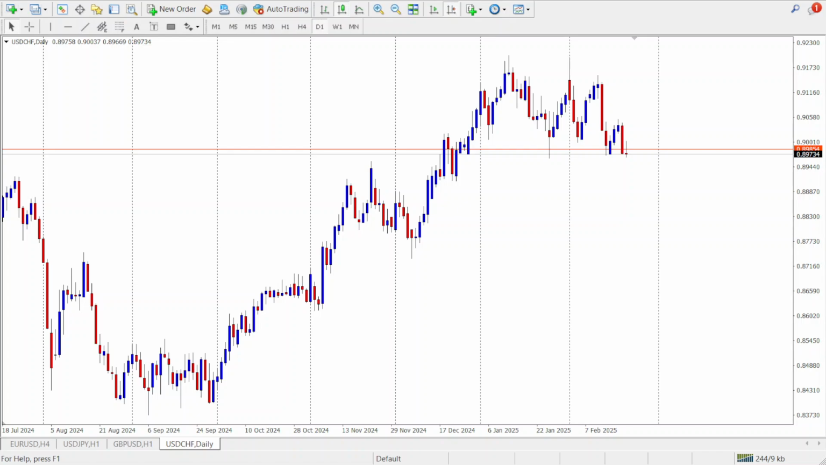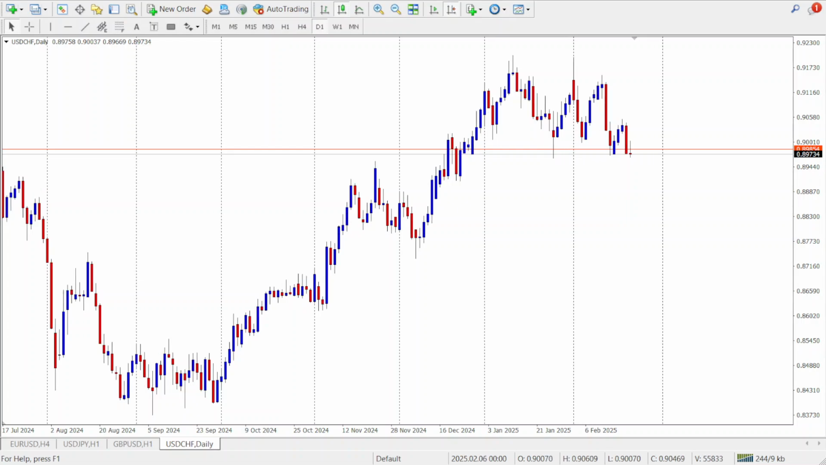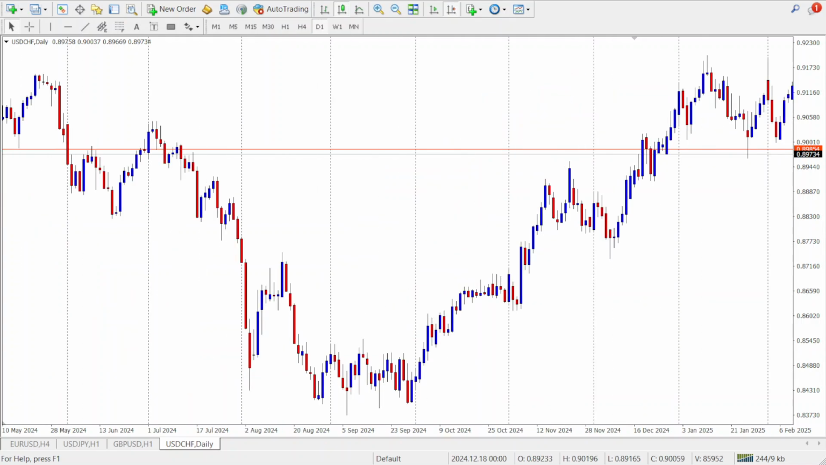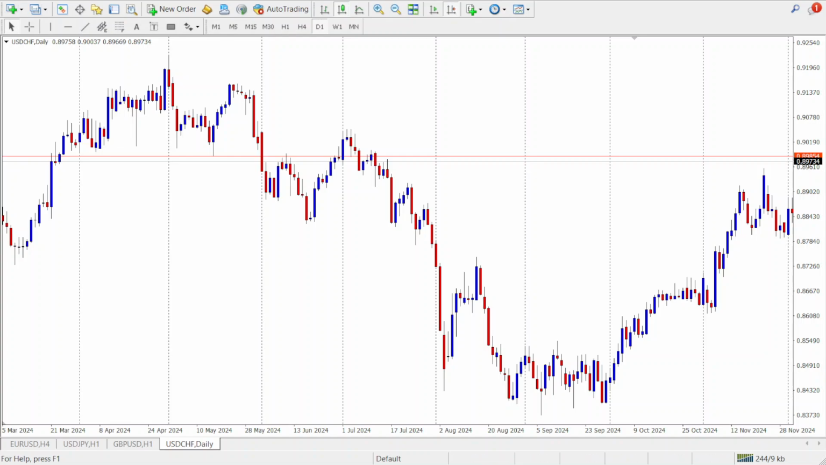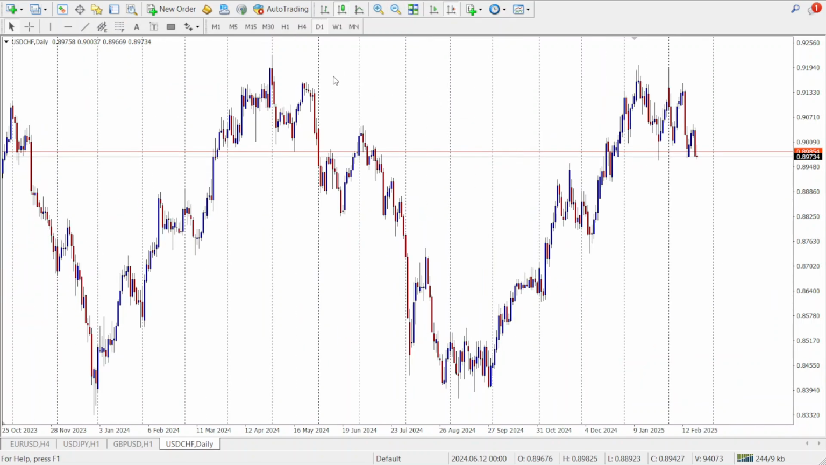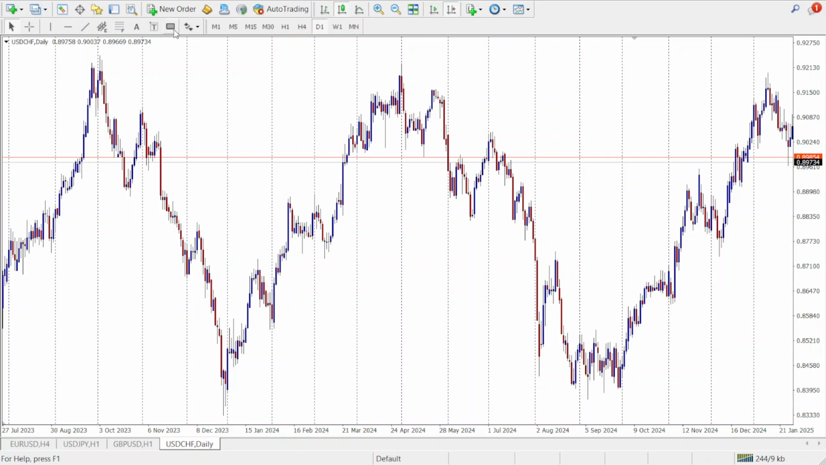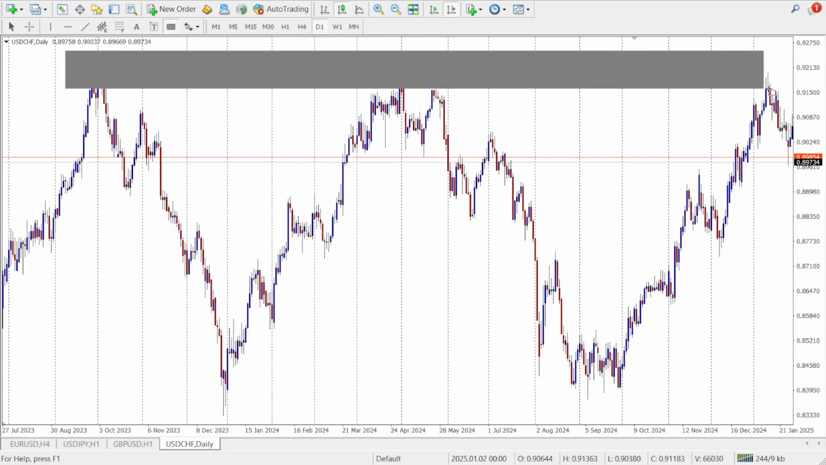So, how do banks and institutional traders use this to their advantage? Let us break it down. The big players don't buy and sell just anywhere on the chart, okay? They target specific areas where the price has previously shown a strong reaction.